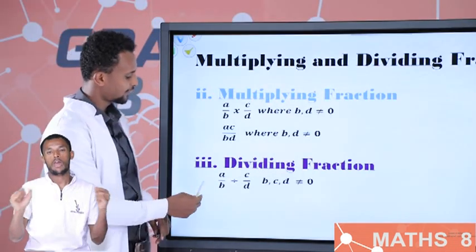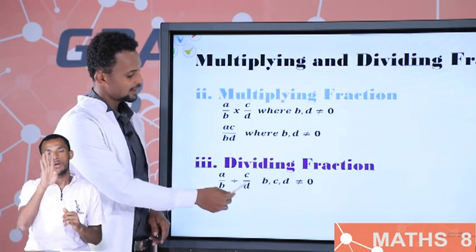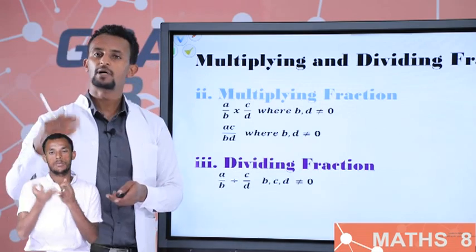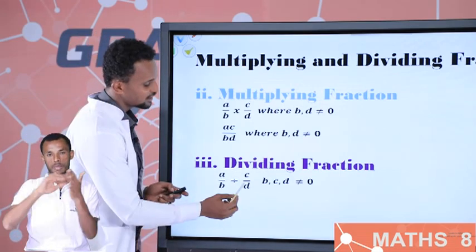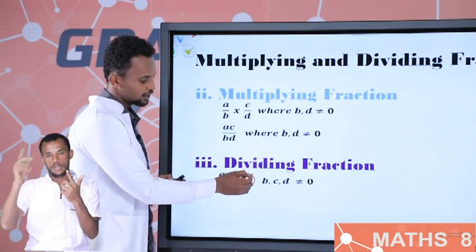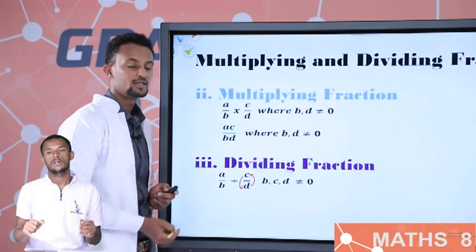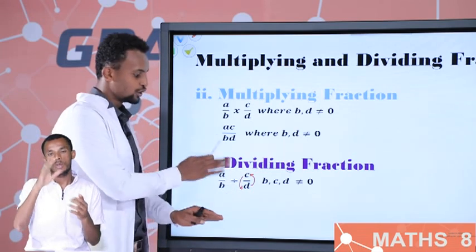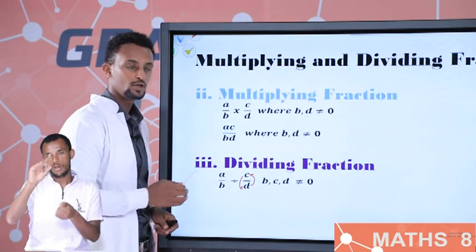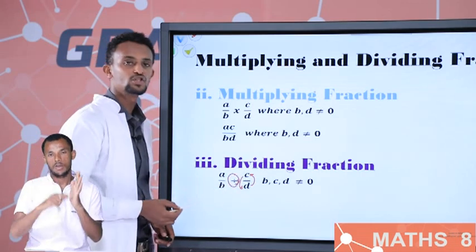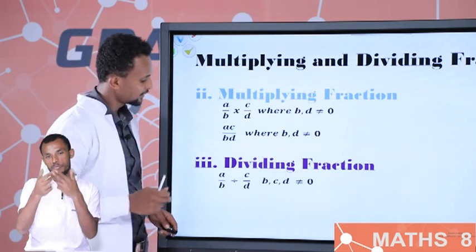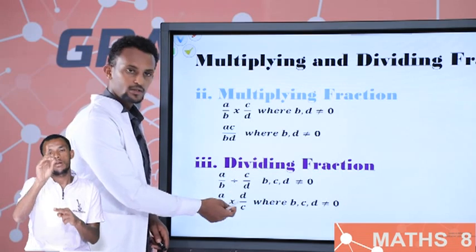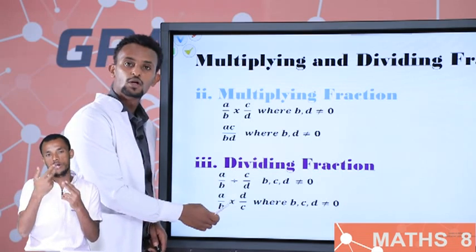In the case of dividing fractions, a over b divided by c over d, we change this expression into multiplication form. That means we take the reciprocal of the second fraction. So a over b divided by c over d is changed by taking the reciprocal of c over d, which is d over c. Then the sign of division is changed into multiplication.